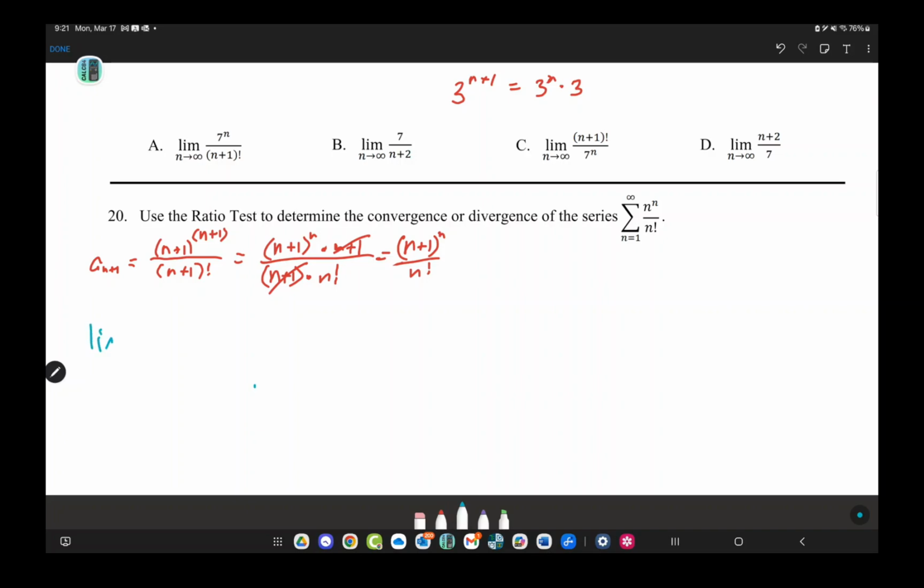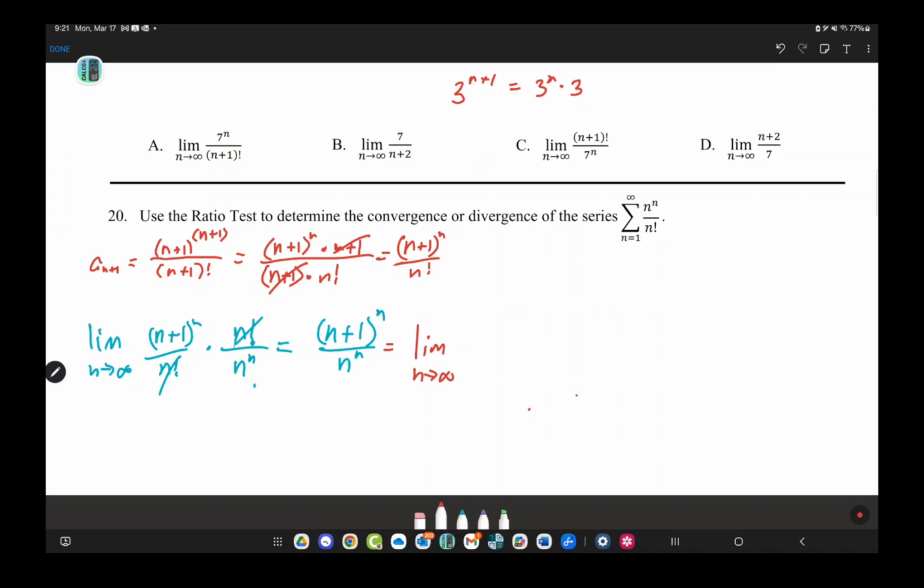So we take the limit as n goes to infinity of (n+1)^n over n factorial times the reciprocal, n factorial over n^n, which is going to give you, because that cancels, (n+1)^n over n^n. Now, the interesting part about this, and yes, I did say the interesting part about this, so this becomes a limit as n goes to infinity.